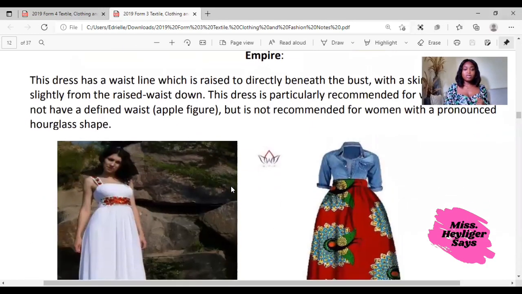Pretty much like an hourglass. Then we have our empire silhouette, which is also similar to the A-line, but it begins to flare from just below the bust. You see, with an A-line, you would flare from the waist, but with an empire silhouette, you flare from just below the bust line. So this one, you tend to see a lot of maternity garments featured because you want to use this when you don't necessarily want to bring attention to your midsection.